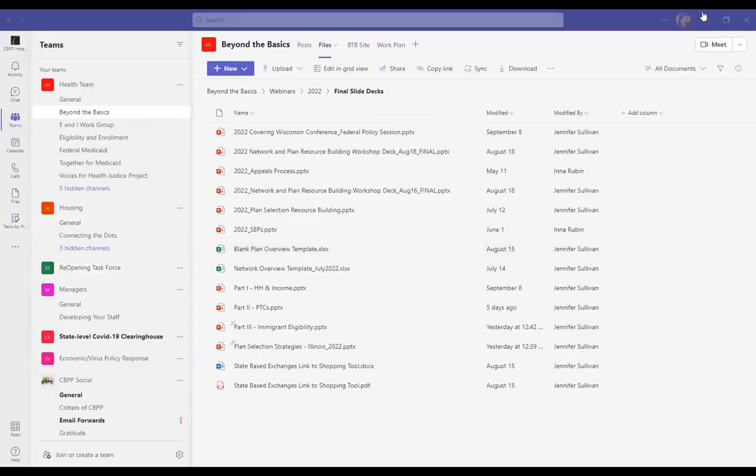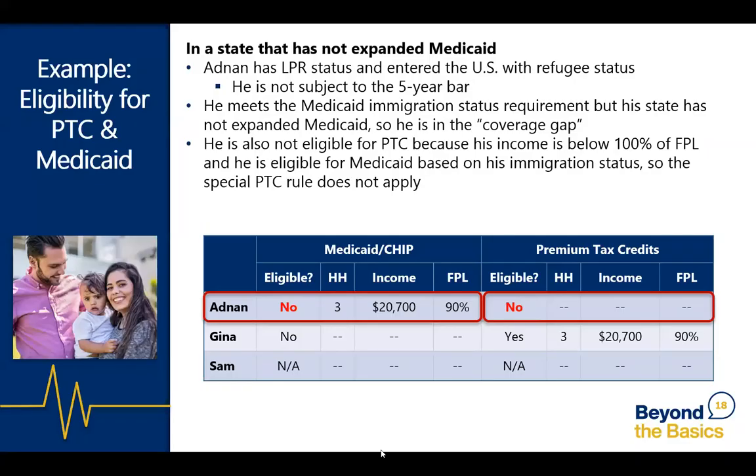The example had Adnan and Gina, and essentially there's confusion because it is confusing. Adnan and Gina's income is below 100% of the federal poverty line. Adnan is eligible for Medicaid based on his immigration status. Gina is not. We have 2 examples, one in a state that has expanded Medicaid and one that has not. As you can see on the screen, even though Adnan is eligible for Medicaid, our chart says he is not eligible for Medicaid. I understand why that is confusing, so I'll let Shelby clarify that point.